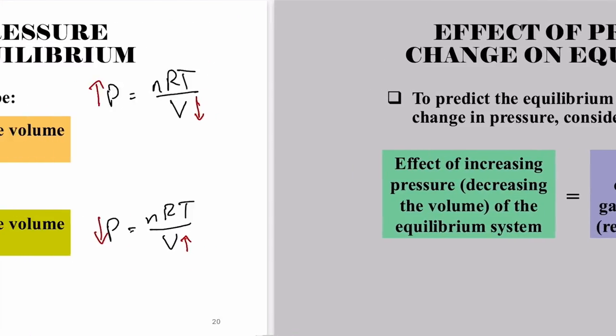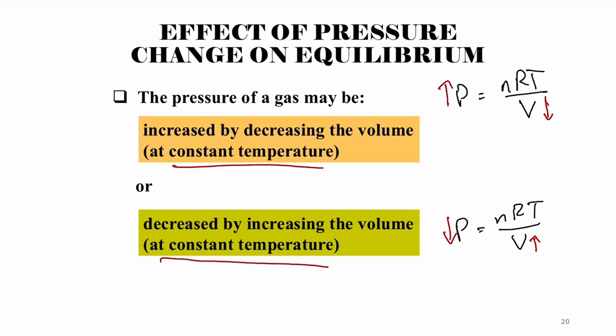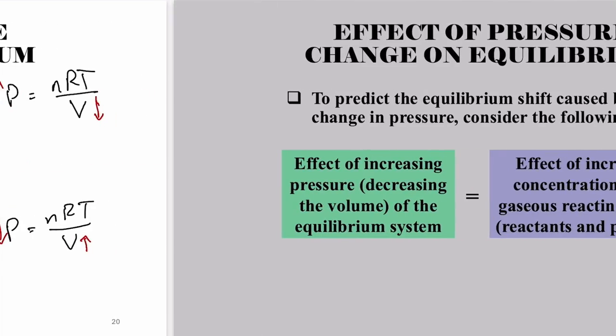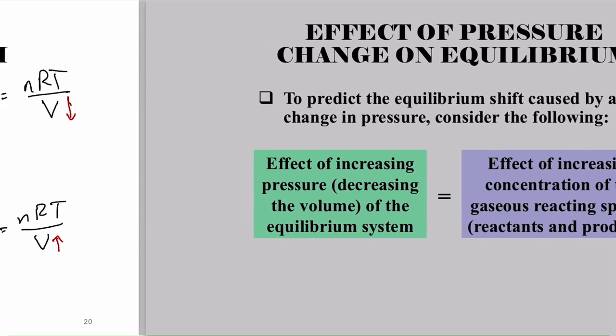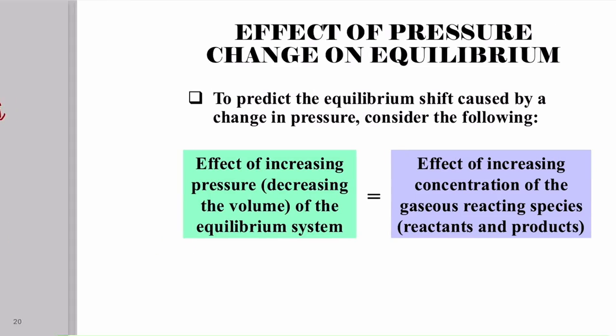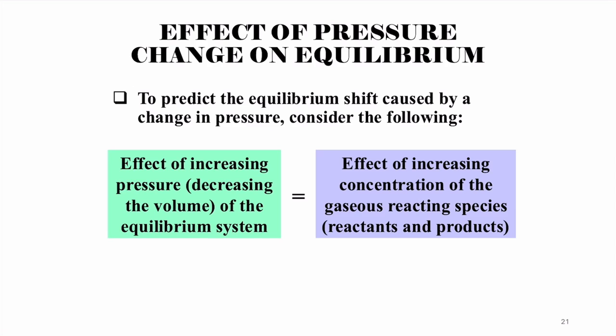Because increasing the pressure isn't necessarily intuitive in how it changes the equilibrium, but if we think about changing the volume and therefore the concentration, that'll make a little bit more sense in what we've talked about in terms of how adding a reactant moves the reaction in a different way. Right? So to predict the equilibrium shift, the effect of increasing the pressure or decreasing the volume is the effect of increasing the concentration of the gaseous reacting species.